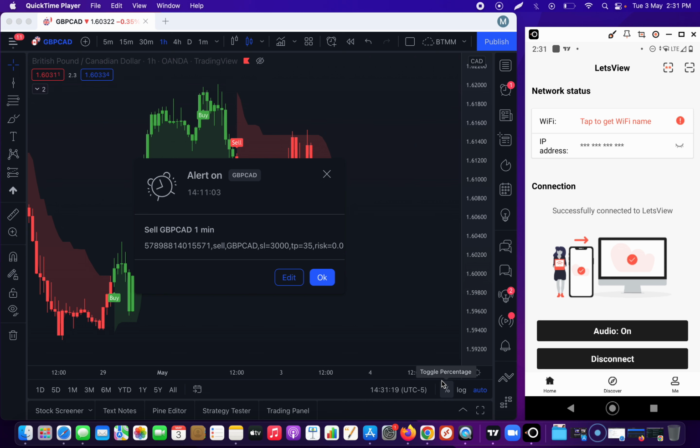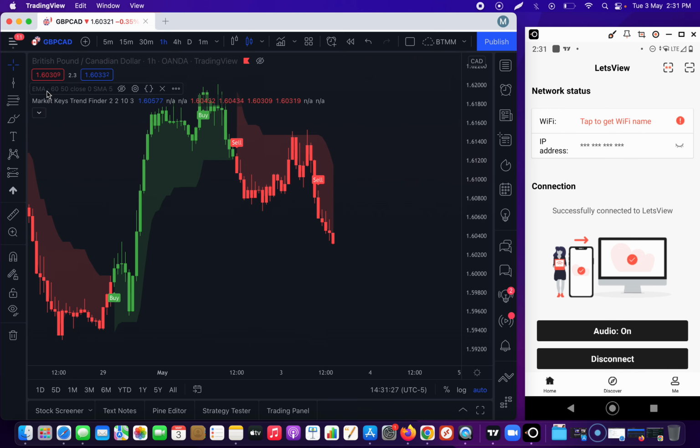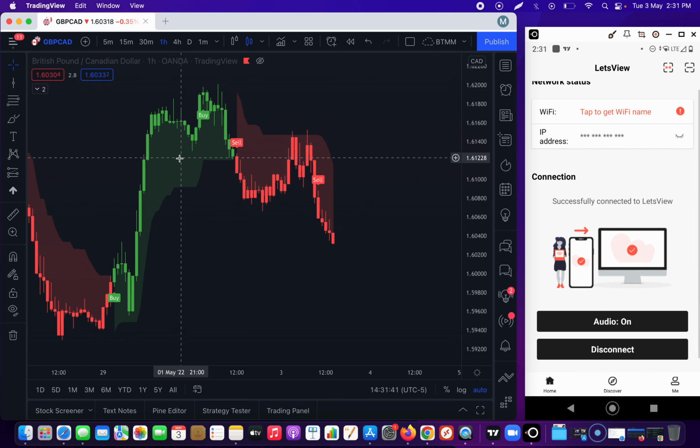Today I'm just going to show you guys what's been happening with my indicator that I've developed. So, again, this indicator is called the Marketkeys Trend Finder. And the only thing it does is it gives me alerts when a particular trend has started on a particular currency pair.